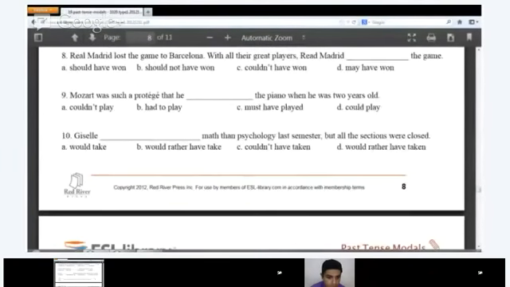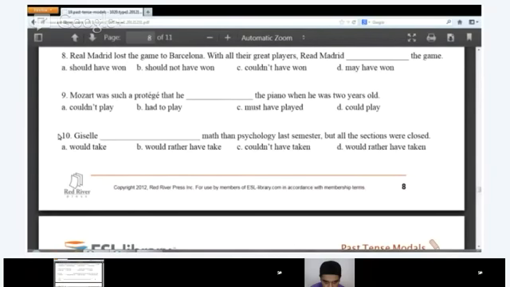Numbers 9 and 10, please. Dina. Okay. Mozart was such a prodigy that he, the piano, was 2 years old. That he had to play the piano. I'm sorry, could play. There you go. Good. Yes, so he could play. Okay? And how about number 10, please?